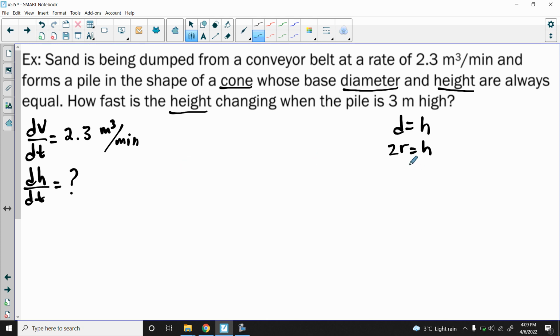So again, when it comes to this 2r equals h equation, I want to solve it for r so I can eliminate r from my volume equation. So now would actually be a great time if you wanted to pause the video and try this one on your own. You know the volume of a cone from the last one. So go ahead and pause the video and try it, and then you can watch the solution and check your answer afterwards. But I'm going to keep going here.